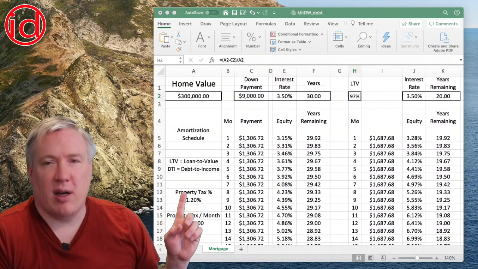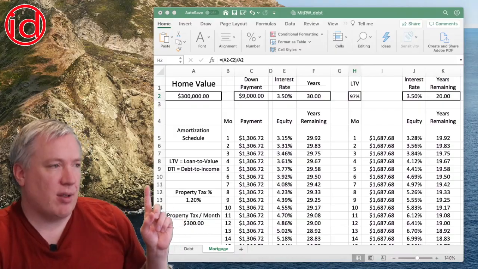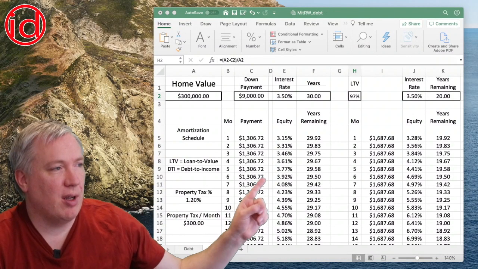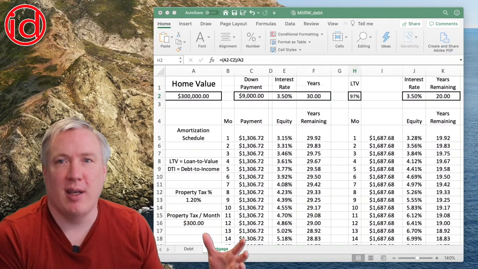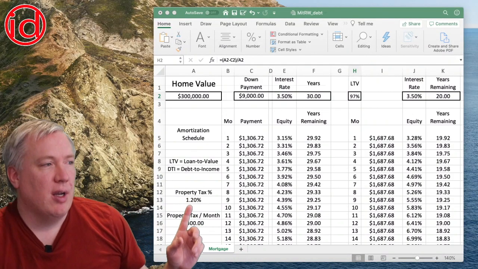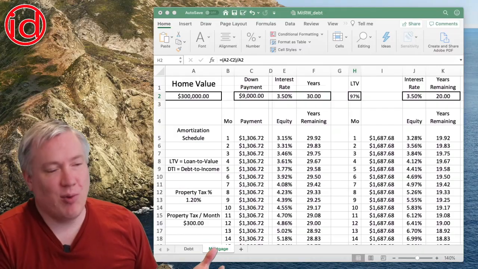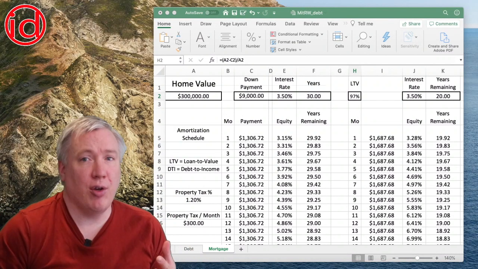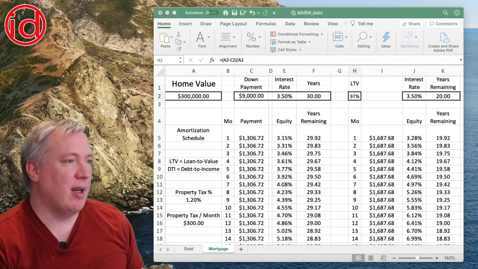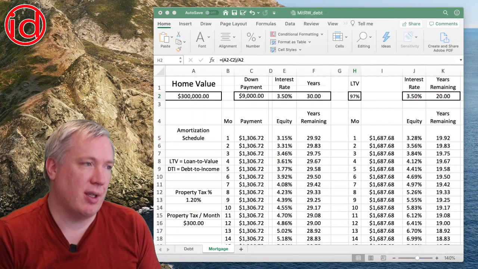I need to mention that I also put in here that there's a property tax that's going to be included. None of these things right here include property tax because that varies by jurisdiction. So I put it in here just so that you know that when you are paying your mortgage, one of the things you're going to be paying on your home is a property tax. And you can look up what the property tax rate is in your area and enter in the percentage there.